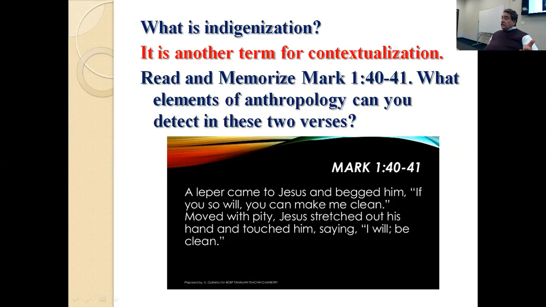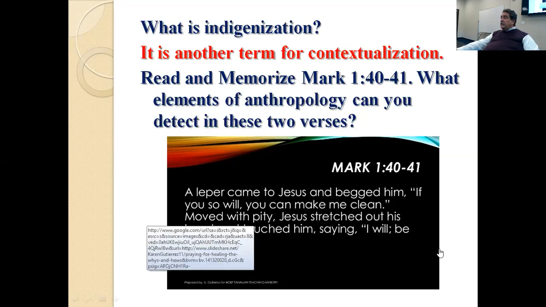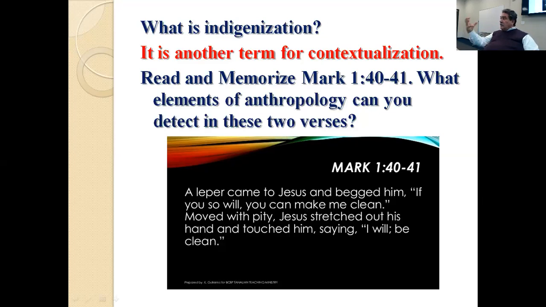So he dwelt among them. He felt pity. See, it's interesting. He was moved with pity. He had a feeling of sorrow, and he stretched out and touched him and said, I will, be clean.